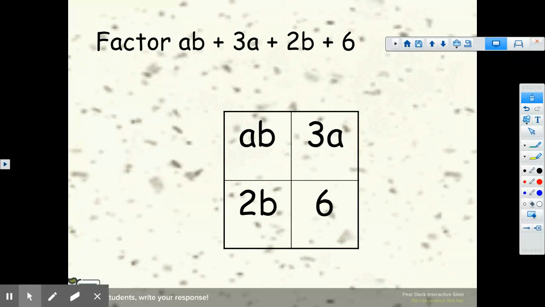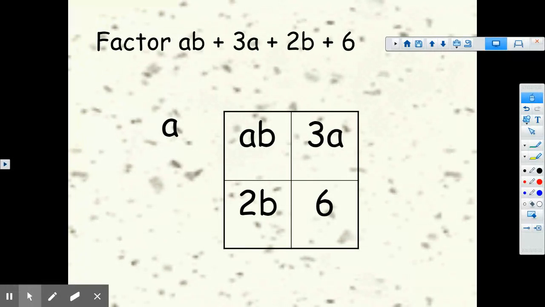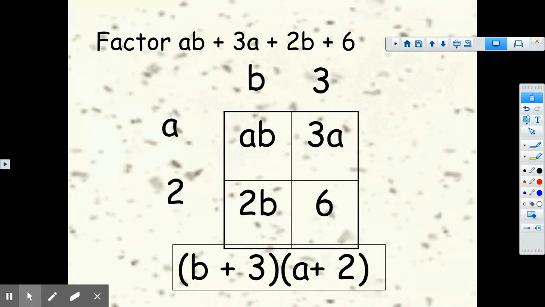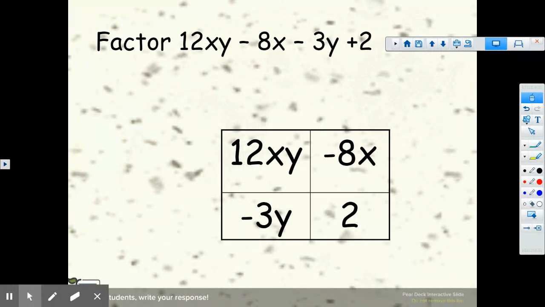Try this one. I put them in the box for you. Try it first. Pause the video. Okay, so over on the left, it's A. The top is B. That's 3. It doesn't matter which order you go in. And you get B plus 3 times A plus 2, or A plus 2 times B plus 3. It doesn't matter. So if there are 4 terms, they can go into the box and you work to the outside. And it's fairly straightforward.